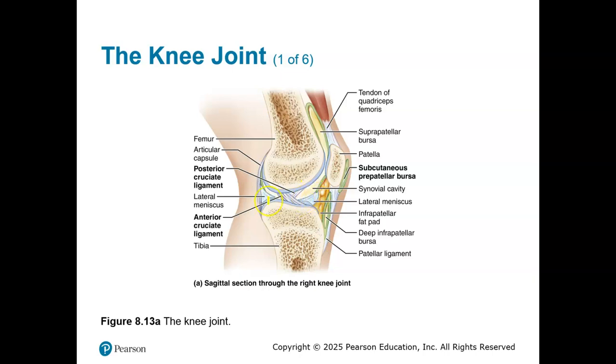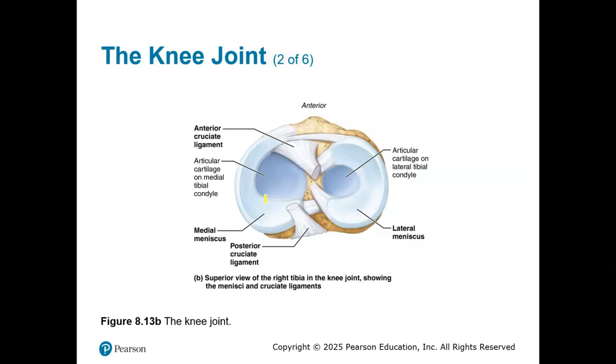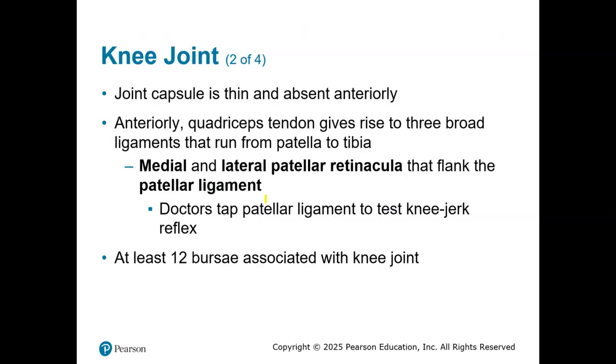You can see those little wedges of tough cartilage, and that's the meniscus, lateral meniscus. That helps the knee joint to be more stable. Oh, and it's the patellar ligament that doctors are tapping to test the knee jerk reflex. So that's something that you might be asked about.